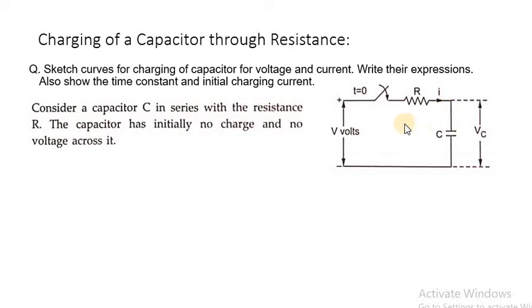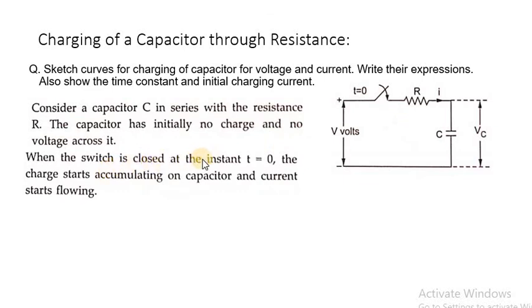Okay. Now let's see. When the switch is closed at the instant t equal to 0, the charge starts accumulating on capacitor and current starts flowing. Now the equation for initial charging current. Initially the current I starts flowing from supply voltage to R and then from R to C. So V voltage is going to get divided into two parts, VR plus VC. So V equal to VR plus VC, where VR is equal to what? I into R. So V equal to I into R plus VC.